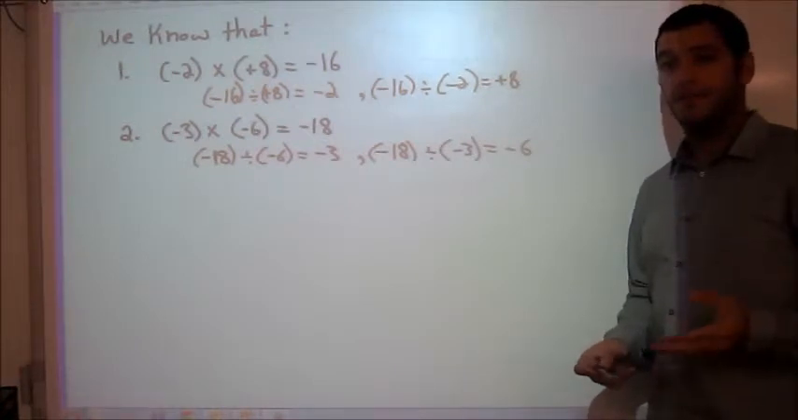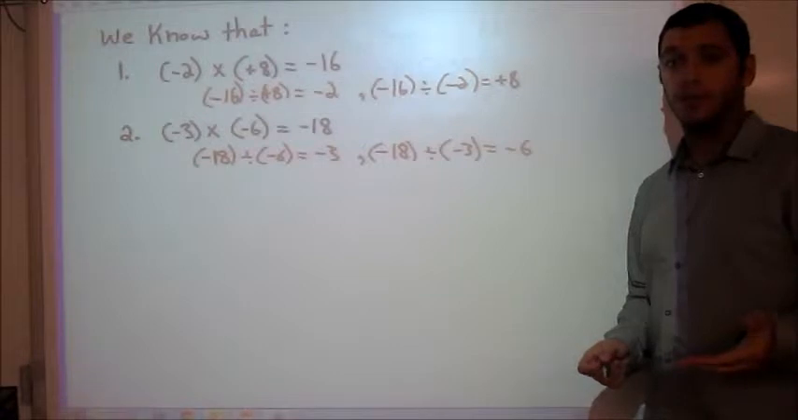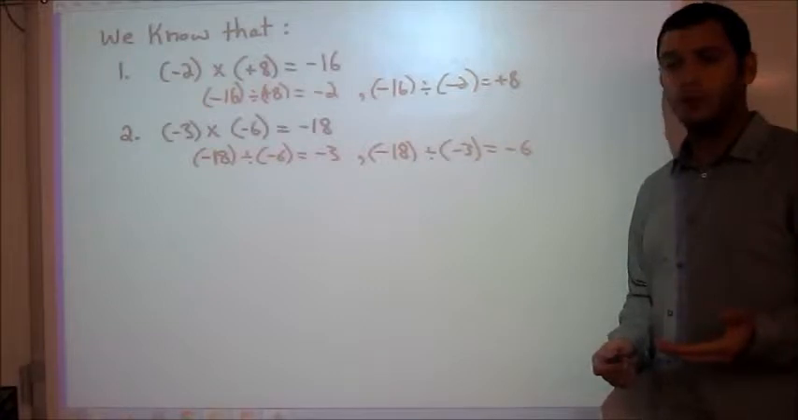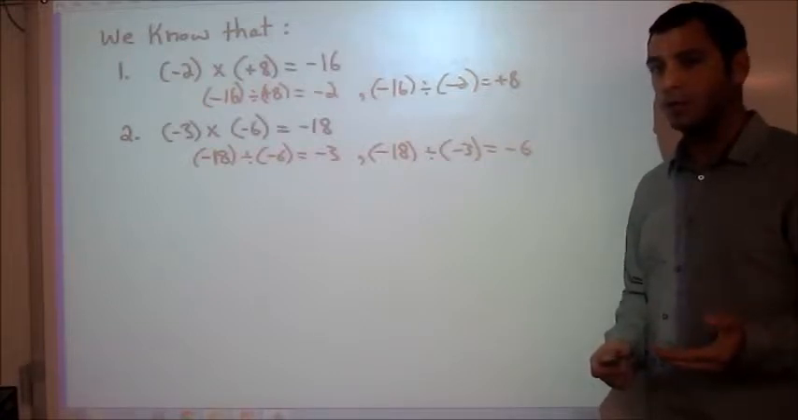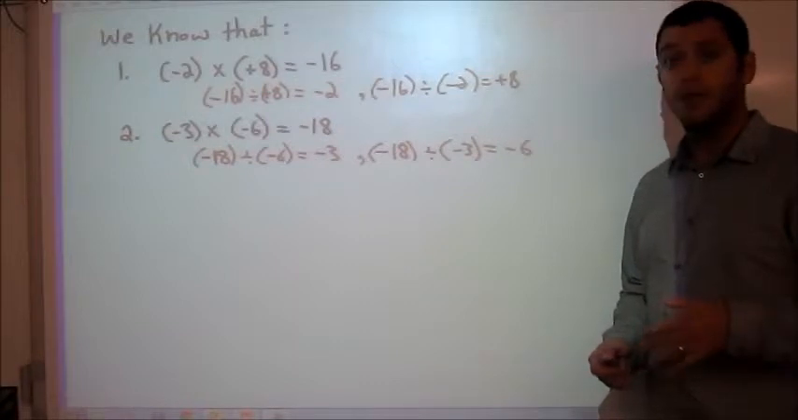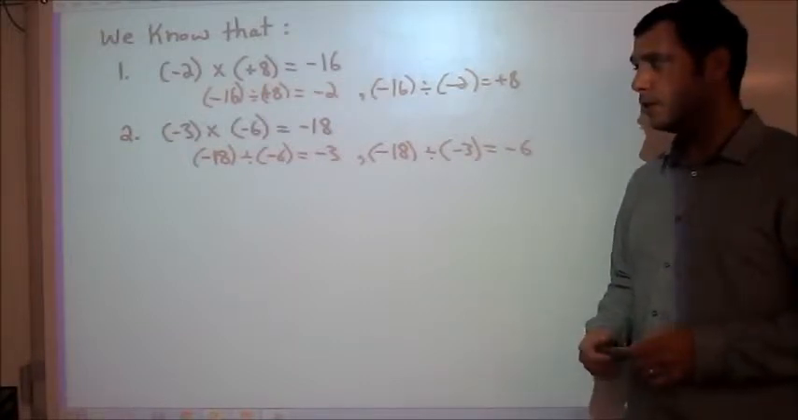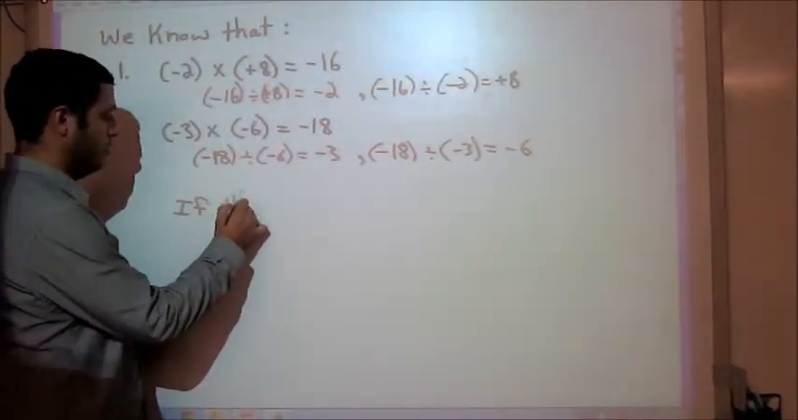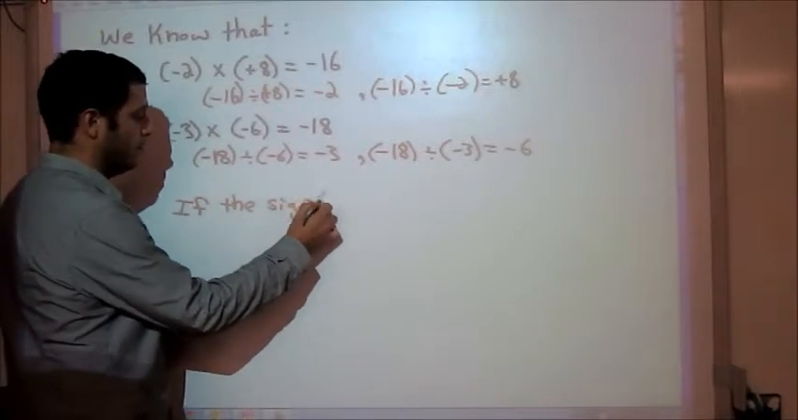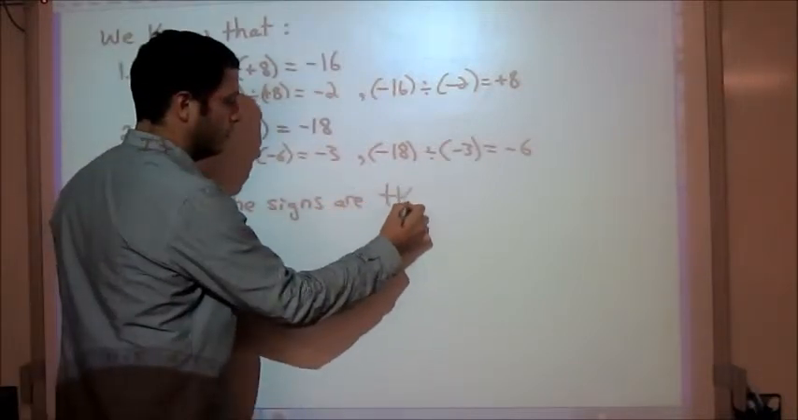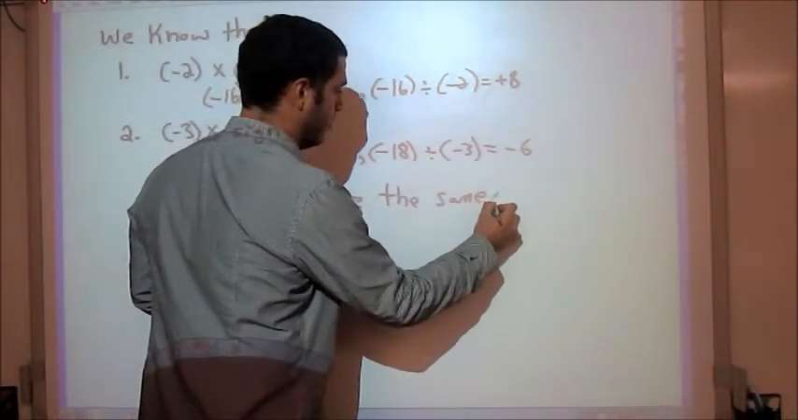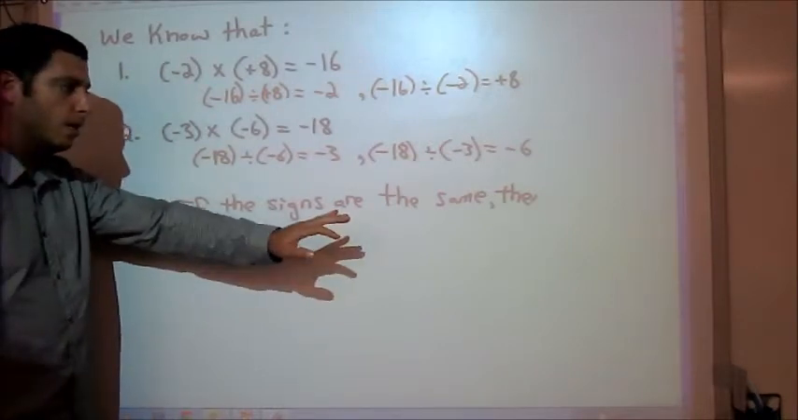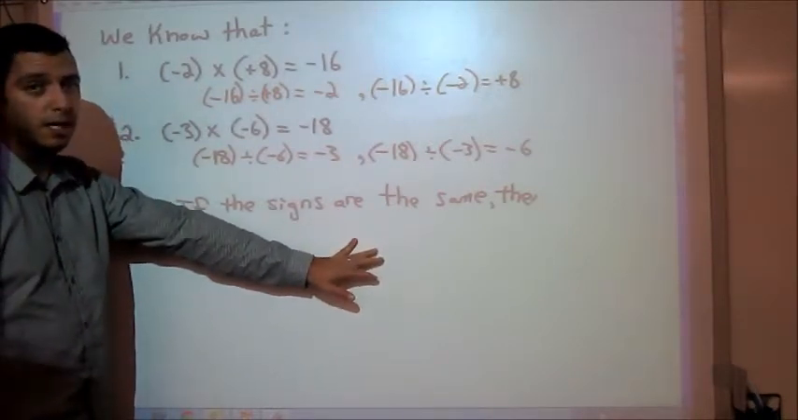Now, with an understanding that multiplication and division are simply inverse operations that undo each other, we should be able to use the same rules that we developed to multiply integers to divide them. So the rules, if you recall, are: if the signs are the same, the answer is going to be positive.